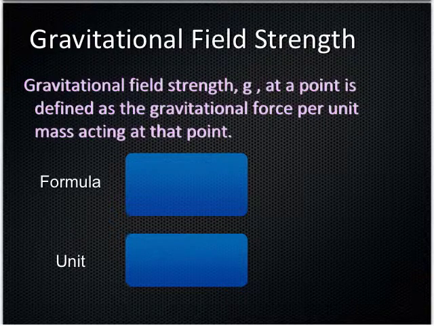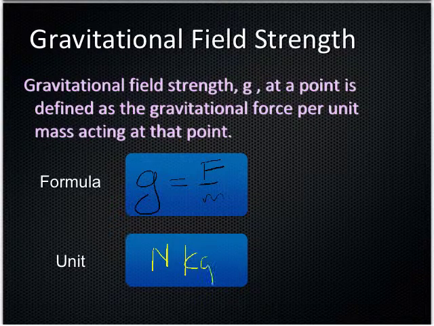So gravitational field strength g at a point is defined as the gravitational force per unit mass acting at a point. We've done that before, okay, so it's simply just how the definition is worded. So the formula will be g equals force per mass. Now what's the unit? Well, it's just newtons per kg.